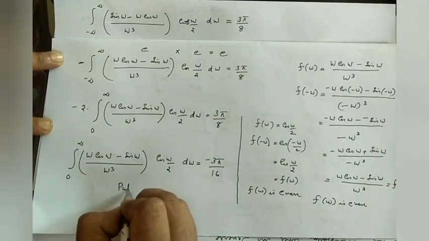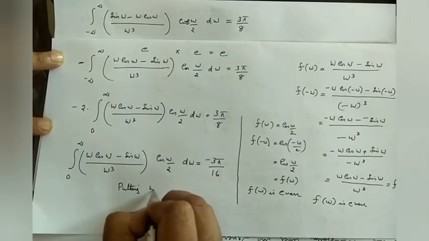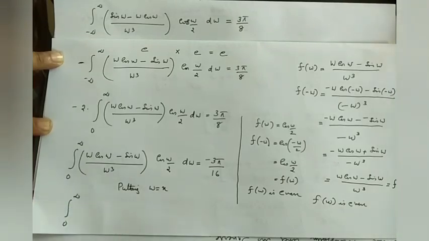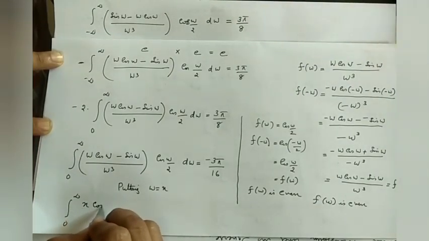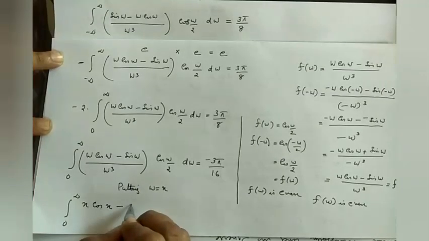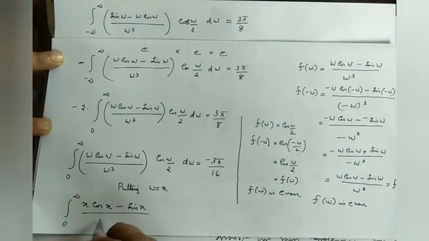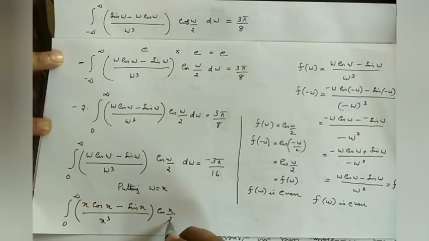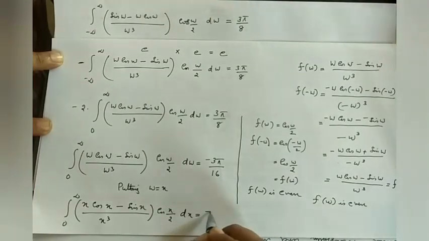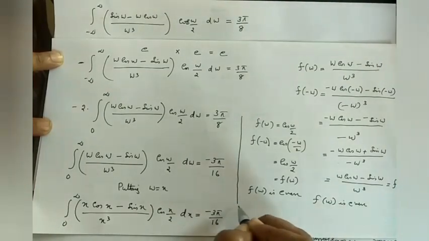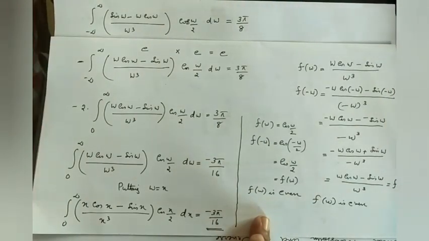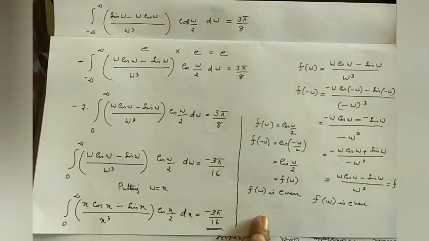Now in the final answer we have x in the place of omega. Therefore, putting omega is equal to x, we get integral from 0 to infinity (x cos x minus sin x) by x cube cos x by 2 dx is equal to minus 3 pi by 16. Our question is to evaluate the value of this integral, that is minus 3 pi by 16, by using the inverse Fourier transform or Fourier transform formula.